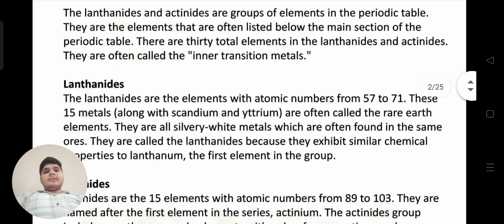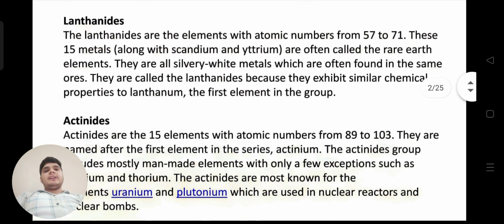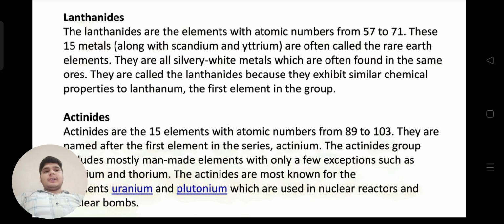Let's start. What are lanthanides? The lanthanides are the elements with atomic numbers 57 to 71. These 15 metals, along with scandium and yttrium, are often called the rare earth metals because they are found in very trace amounts. They are all silvery white metals which are often found in the same ores. They are called lanthanides because they exhibit similar properties to lanthanum, the first element in the group.